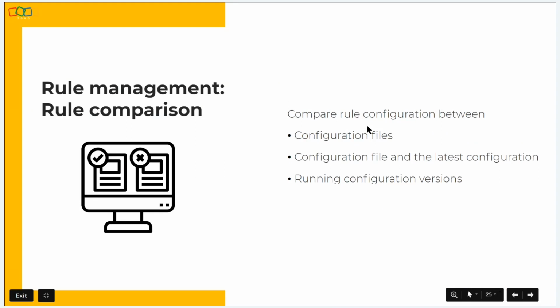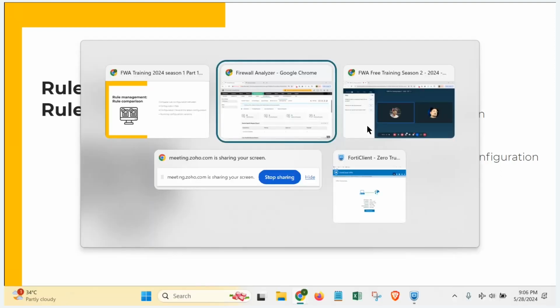Right. So next, we're going to look at the rule comparison feature of Firewall Analyzer. So with this feature, you can compare any two configuration files, and this could be between two offline configuration files, or between a running configuration file and an offline configuration file, or even between two running configuration files. So by using this feature, Jim can clearly identify all the changes that are made to the firewall rules across various configuration files. So let me take you to the product to show you this in working.